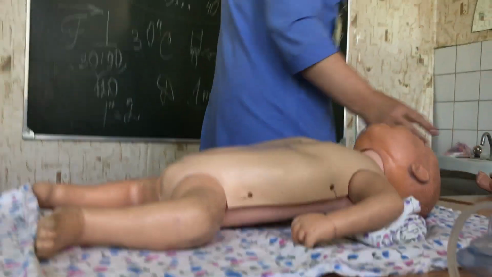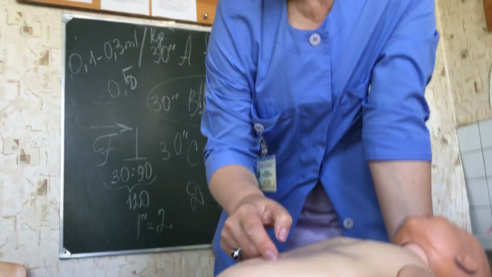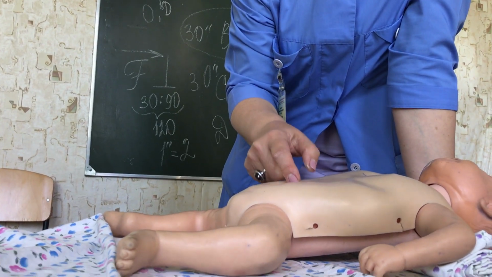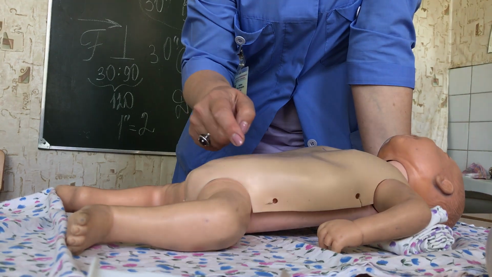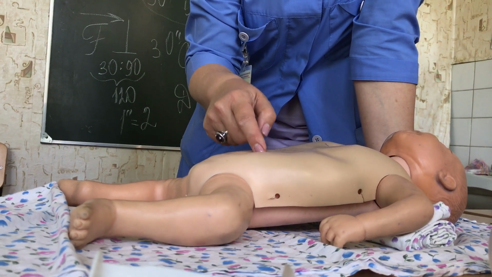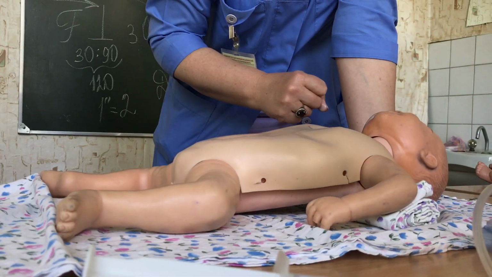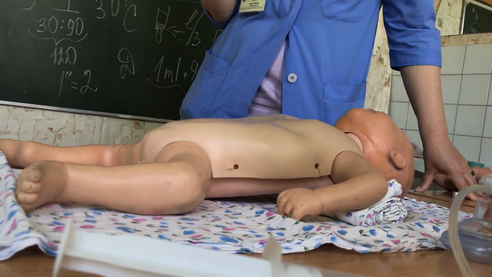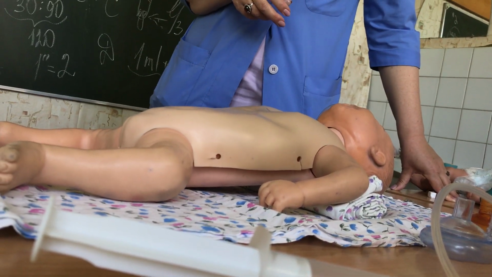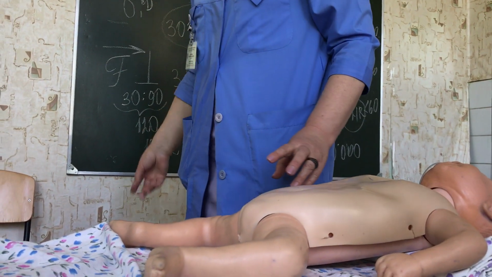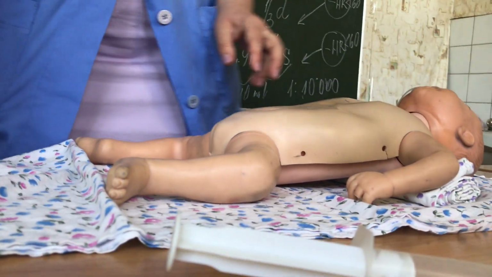Okay. After that you enter epinephrine through the umbilical vein, through a catheter. You do catheterization of the umbilical vein, and through this catheter, intravenously, maximally quickly, you enter epinephrine, and after you continue step C and step B together.